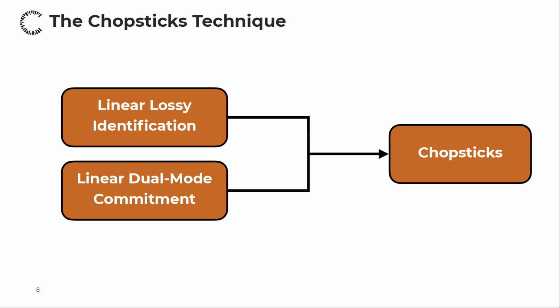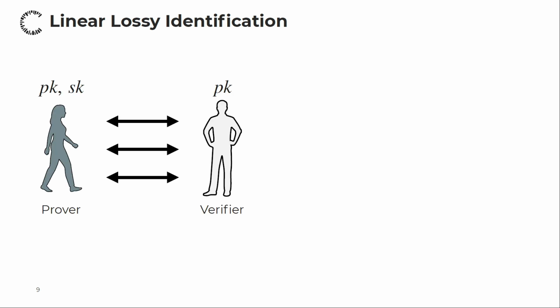Now let's recall what these building blocks are. Let's start with linear lossy identification. And we will start very simple with an identification scheme. So in an identification scheme, we have some prover, in this case Alice, and she knows a secret key and she wants to convince Bob that she indeed knows that secret key.